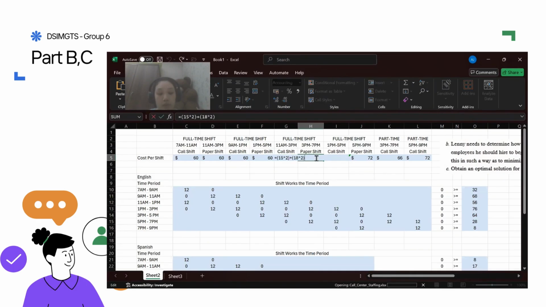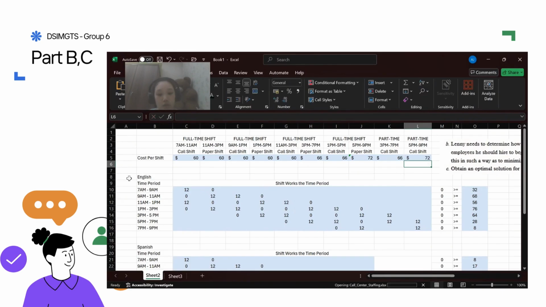Then for 3 p.m. to 7 p.m., it is 2 hours of $15 and 2 hours of $18, since 3 to 5 p.m. is $15 and 5 to 7 p.m. is $18. The same goes to 1 p.m. to 5 p.m. For 5 p.m. to 9 p.m., it is $18 per hour, since it is after 5 p.m. For 3 p.m. to 7 p.m., $66. And for 5 p.m. to 9 p.m., it is $18 per hour times 4, $72.